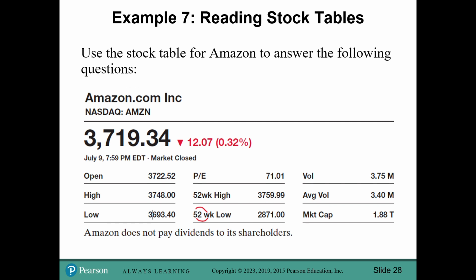Okay. So let's use the stock table for Amazon to answer the following questions. So this is your Amazon.com Inc. stock table right here, traded on NASDAQ. We can see that it's down because we've got a down arrow, 12.07, down 0.32% right there. We can see all the other information about it. This is July 9th at 7:59 p.m. And Amazon does not pay dividends to its share owners.